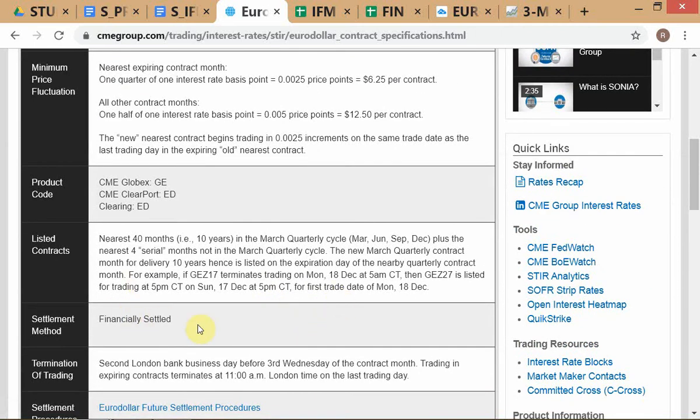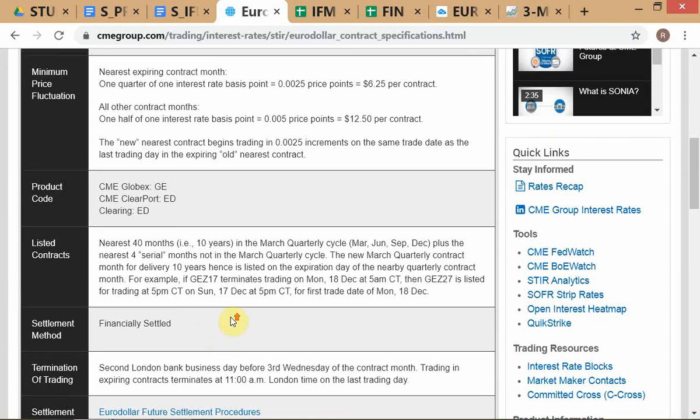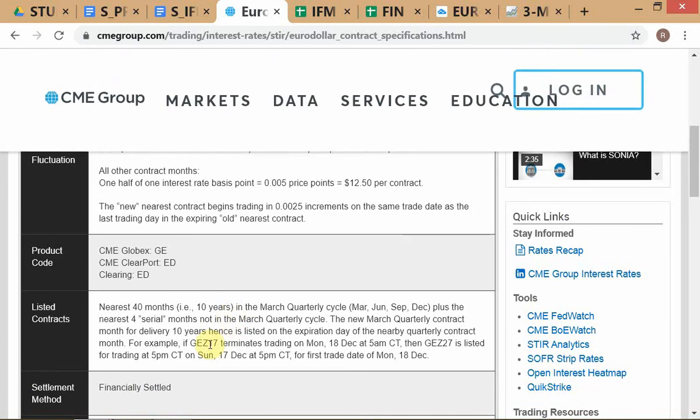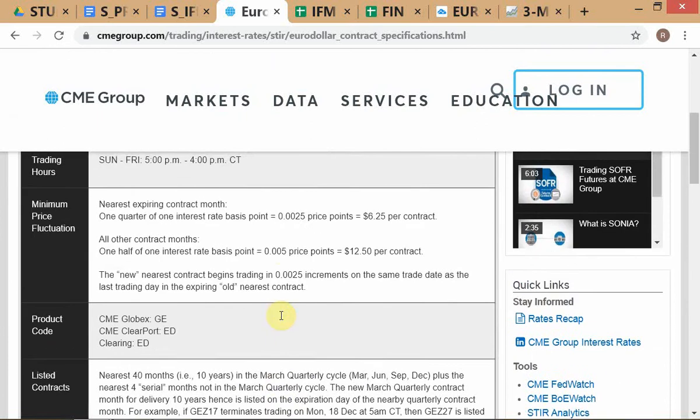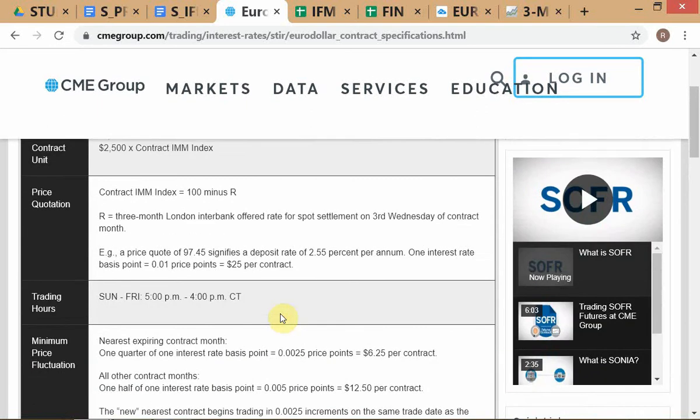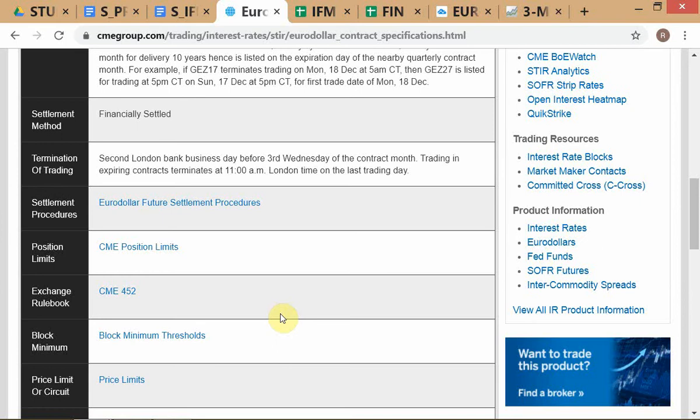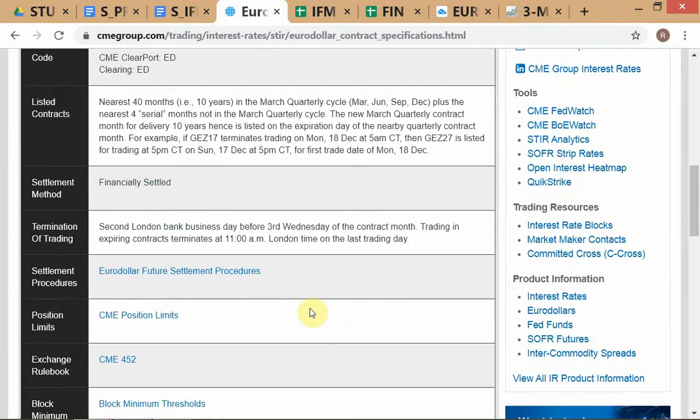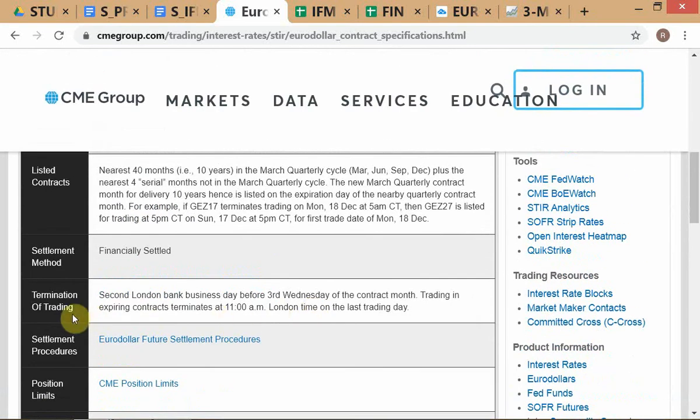Yeah, it is financially settled. So you can't actually deliver. There's a part where they've told you the minimum fluctuation. Yeah, so termination of trading is third Wednesday of the contract month. Okay, can you see this? Second London bank business day before third Wednesday of the contract month. So in real life, suppose you have a 5-year loan, you'll have to do this for every interest fixing date that you're looking at, which is a source of risk.